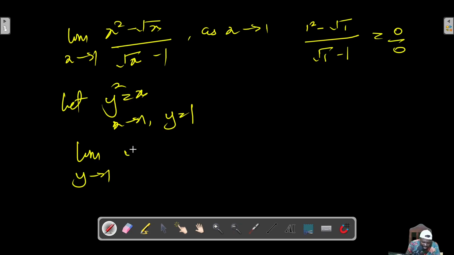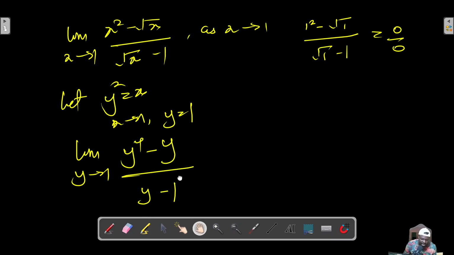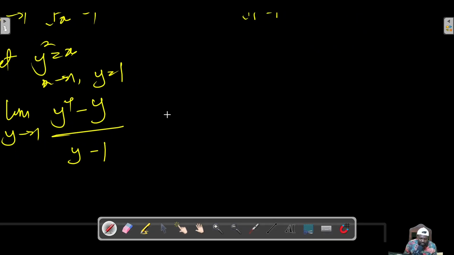X squared will be y to the power 4 minus, now if I substitute in y squared into the square root, what am I going to get? I'll end up with y here. Here, what will I get? I'll end up with y minus 1. It is that simple. Now from here, the job is done.